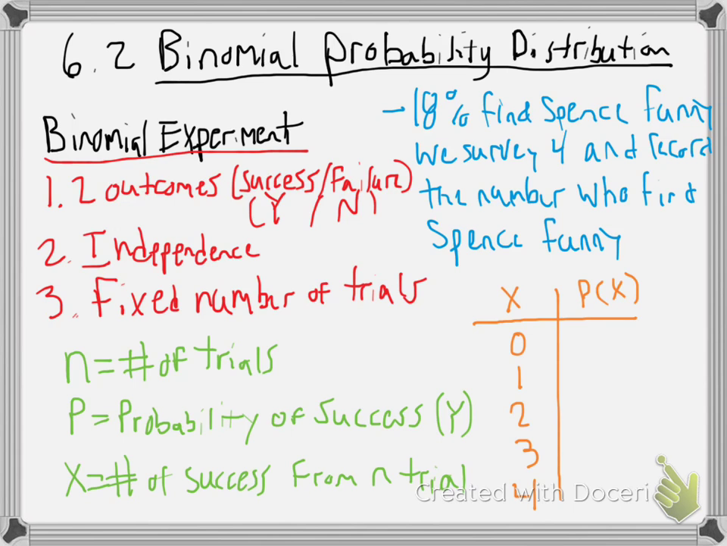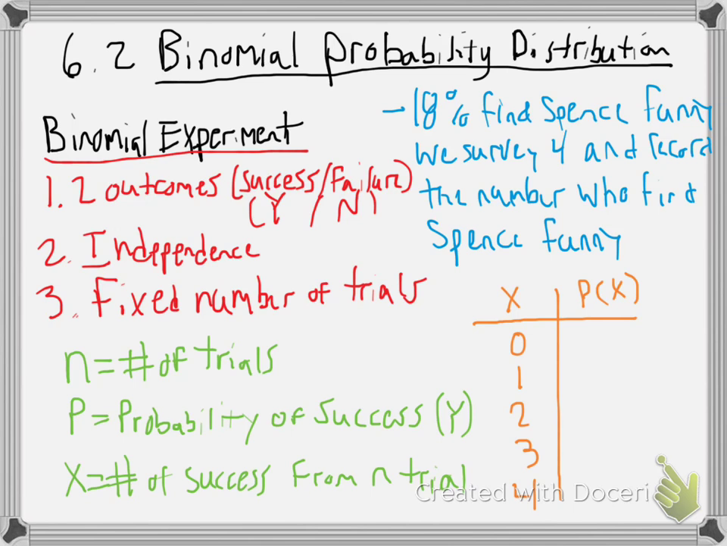P is the probability of success, or a yes I'm putting there, okay? And X is the number of successes, or yeses, from N trials. So usually X can be anywhere from 0 to N, all right? So sometimes when you run an experiment N times, you get 0 successes, or 1 success, or 2 successes, or 3 successes, all the way up to N.